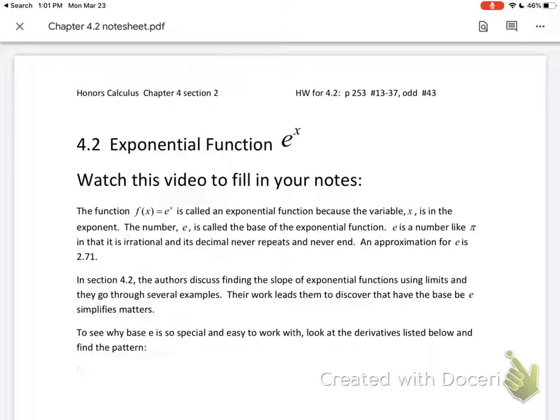Okay, in this video we're going to go through the 4.2 notes in our calculus book. So the focus in 4.2 is on the exponential function e^x. So e is your base, okay? That's an irrational number. The function f(x) = e^x. It's also called an exponential function because the variable x is the exponent. So you've got your base and you have your exponent.